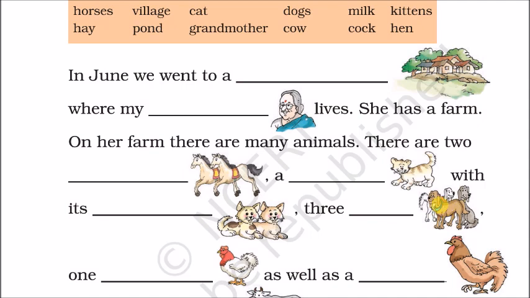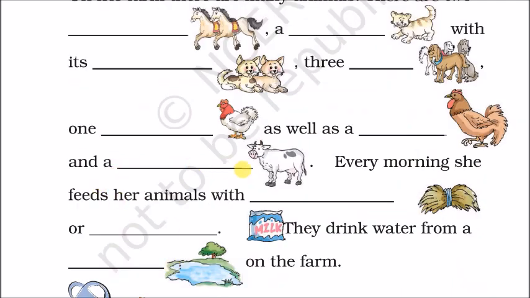Now tell me, what is this? This is dog. 3 dogs, 1 hen, as well as a cock. And a, what is this? This is a cow. And a cow.